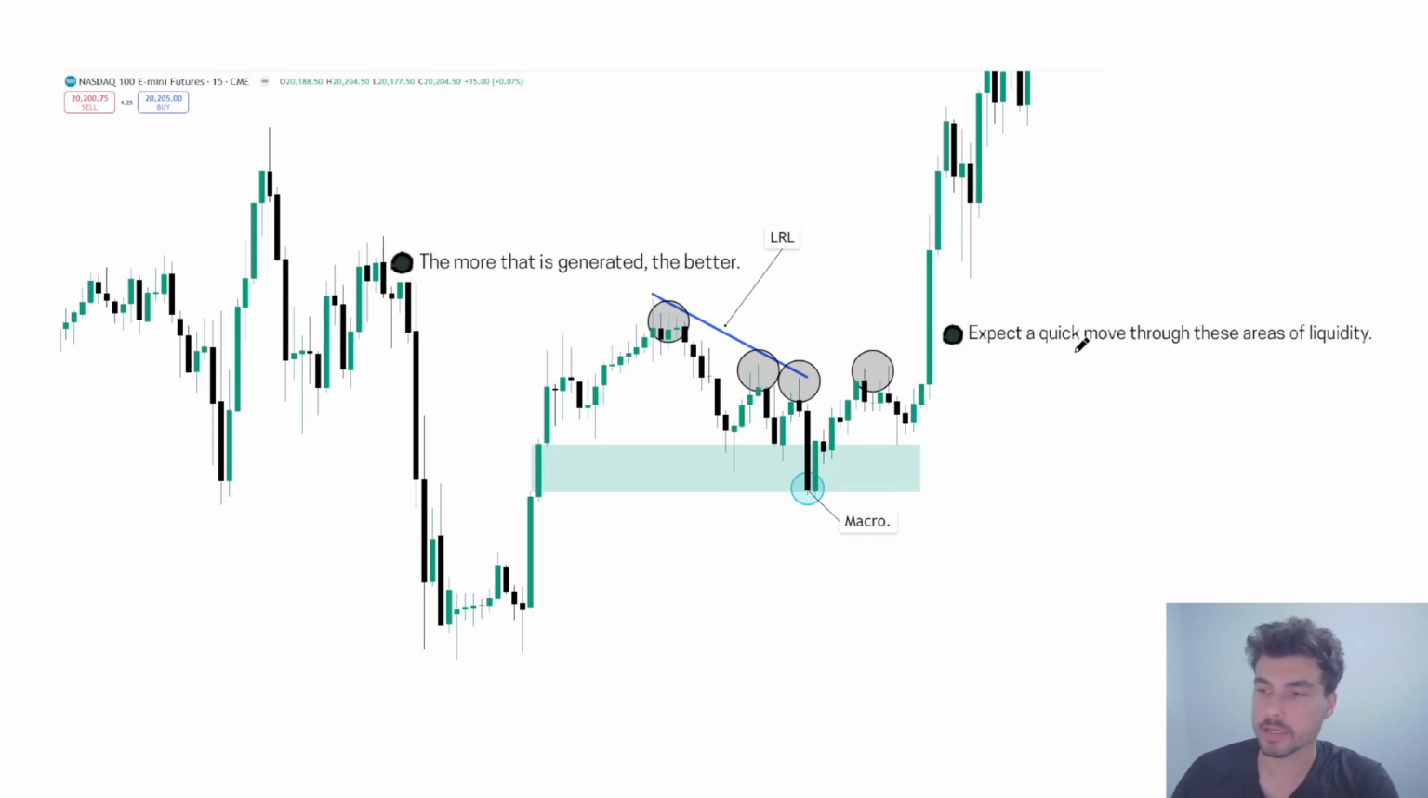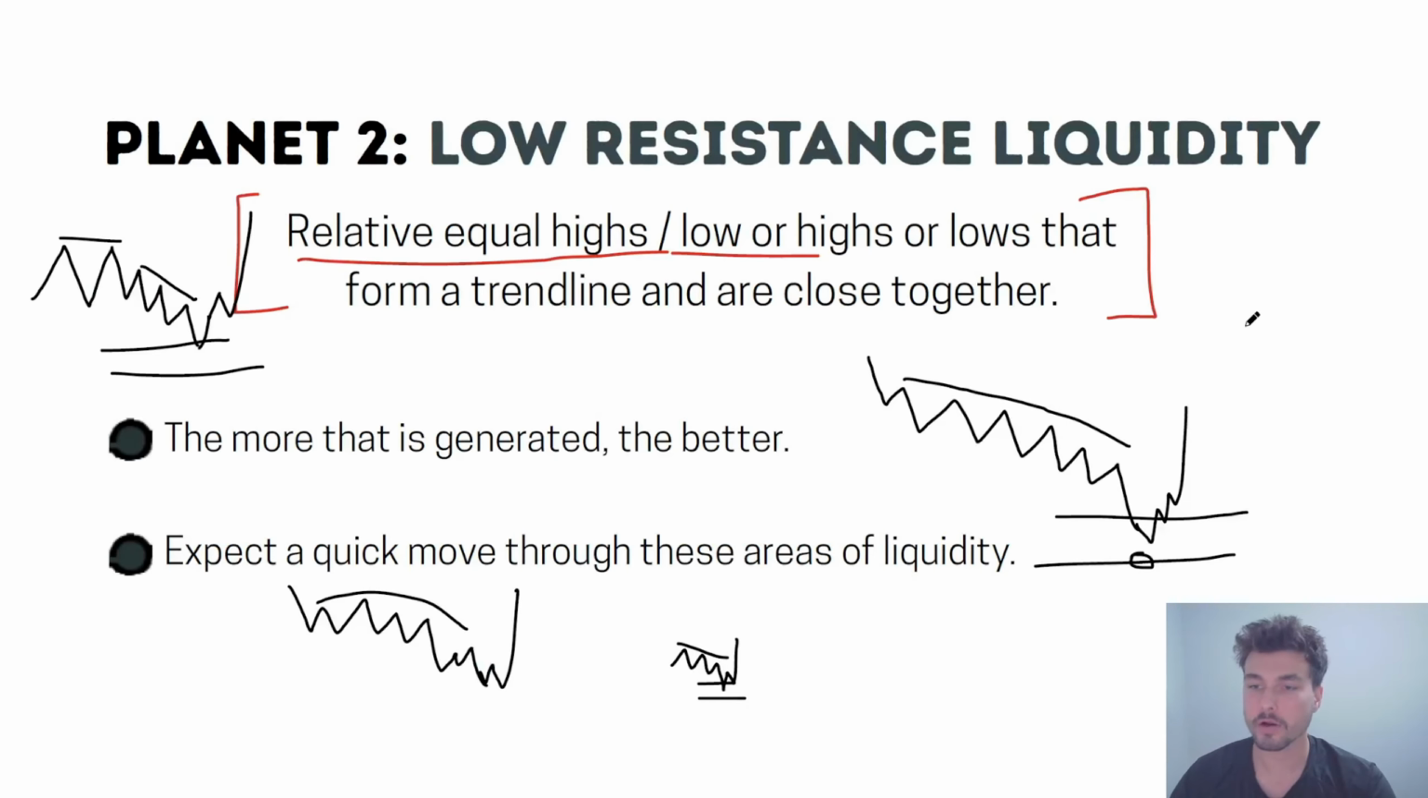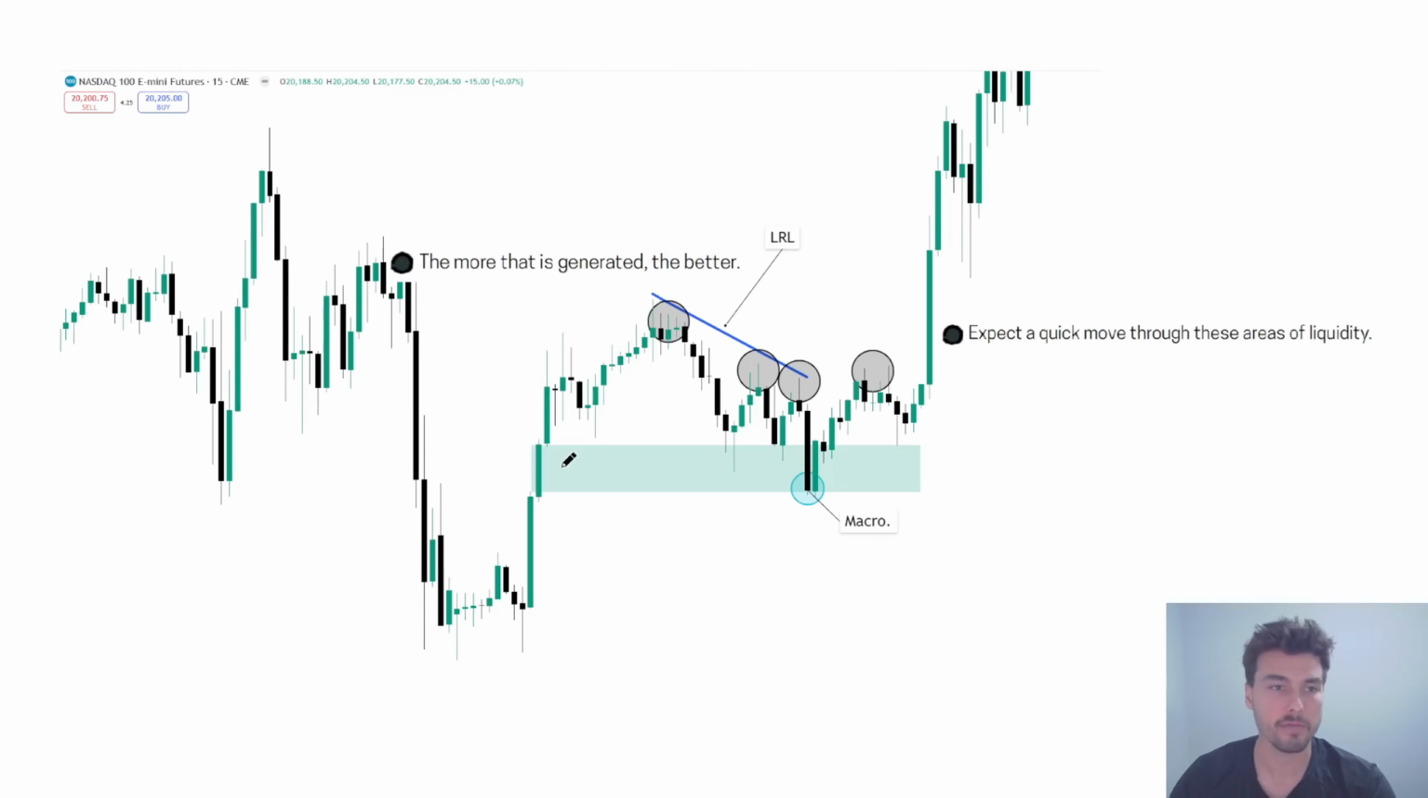And the second point says expect a quick move through these areas of liquidity. Now let's pair the 2 and 2 together. Back to planet number 1. Planet number 1 was a high time frame fair value gap. We've got that right here. That is our 15-minute FVG. You can see the 15-minute time frame.